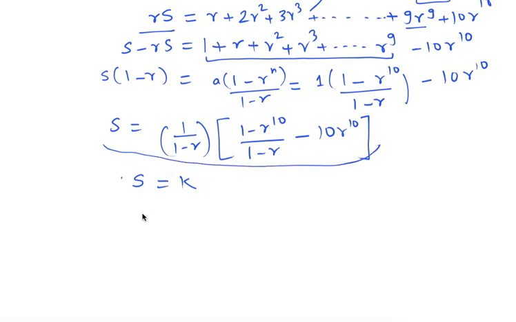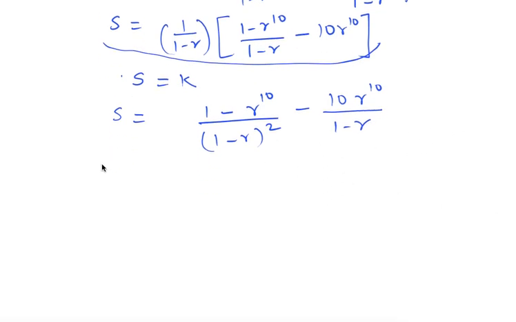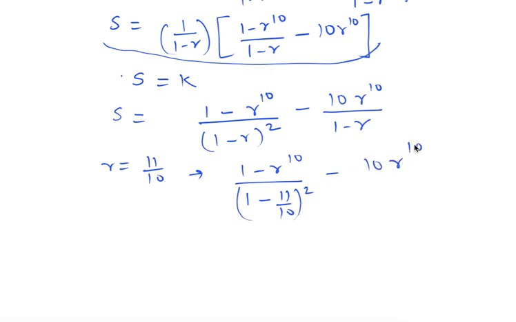So now let's substitute the value of r, which is 11 by 10. So let me write it down. 1 minus r to the power 10 upon 1 minus r, whole squared, minus 10 r to the power 10 upon 1 minus r. Now let's put the value r as 11 by 10. So this becomes 1 minus r to the power 10 upon 1 minus 11 by 10 whole squared, minus 10 r to the power 10 upon 1 minus 11 by 10.